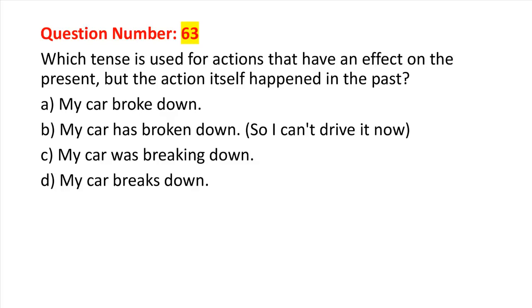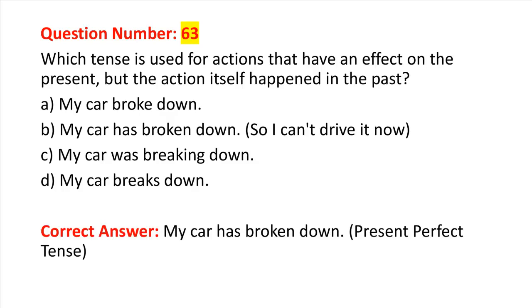Question number 63. Which tense is used for actions that have an effect on the present, but the action itself happened in the past? A. My car broke down. B. My car has broken down, so I can't drive it now. C. My car was breaking down. D. My car breaks down. Correct answer, my car has broken down. Present perfect tense.